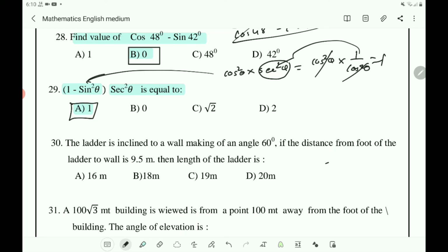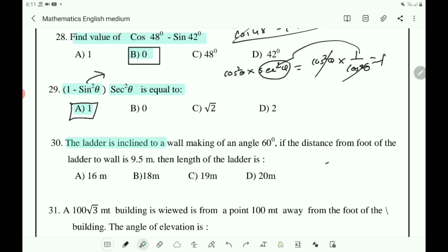You must know the trigonometric identities. 1 minus sin square theta is equal to cos square theta. You must know that. And also you know that the reciprocal of cos is secant. If you know that, then you can simplify it and you will get the answer. Then you take the next question, 30th question.